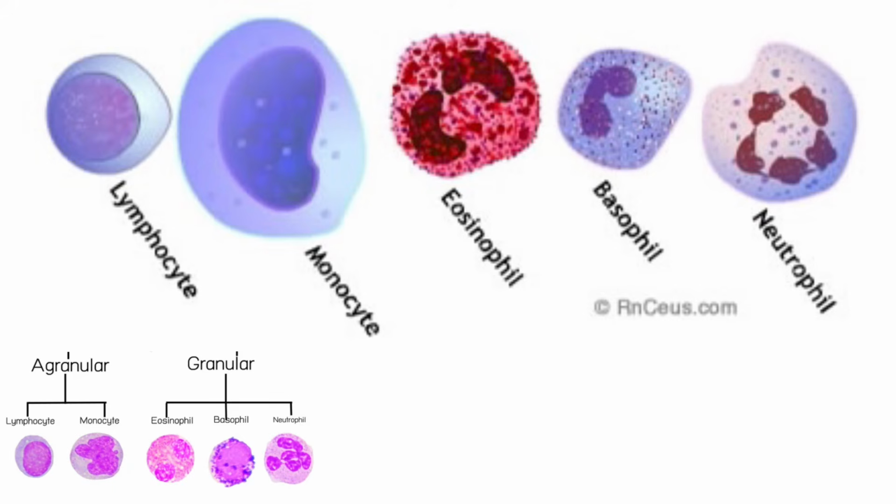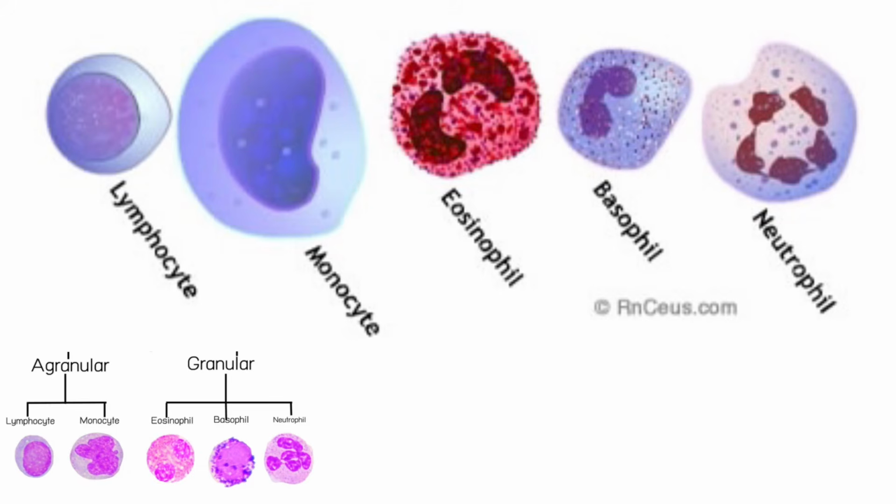All right guys, last but not least, we have the basophils. Basophils are bilobe nucleus as well. They have dark purple granules in their cytoplasm, and their main function is to ward off or fight against asthma attacks or any type of allergic reaction within the body.